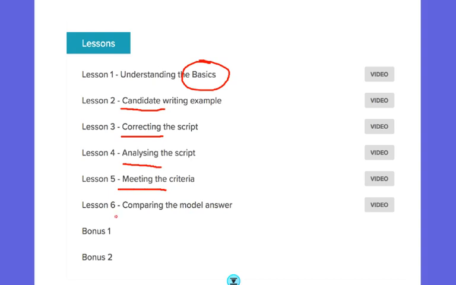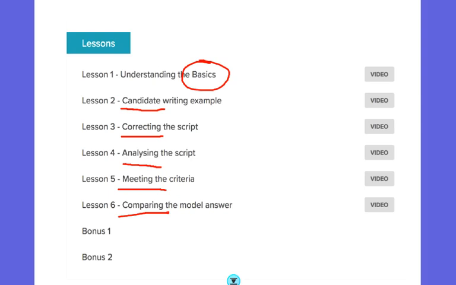Afterwards, you will be looking at a model answer and see how this answer fulfills the criteria as opposed to the candidate script that you have already seen earlier on.